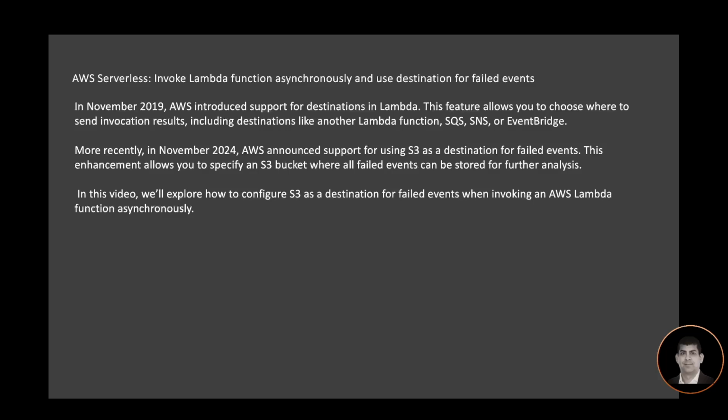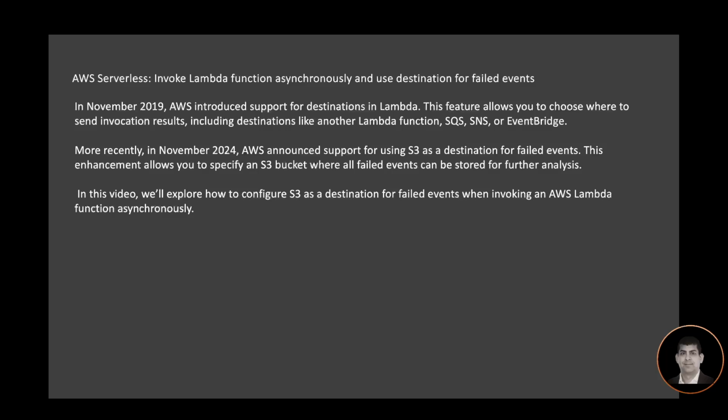In November 2019, AWS introduced support for destinations in Lambda. This feature allows you to choose where to send invocation results, including destinations like another Lambda function, SQS, SNS, or Event Bridge. More recently, in November 2024, AWS announced support for using S3 as a destination for failed events. These enhancements allow you to specify an S3 bucket where all failed events can be stored for further analysis.